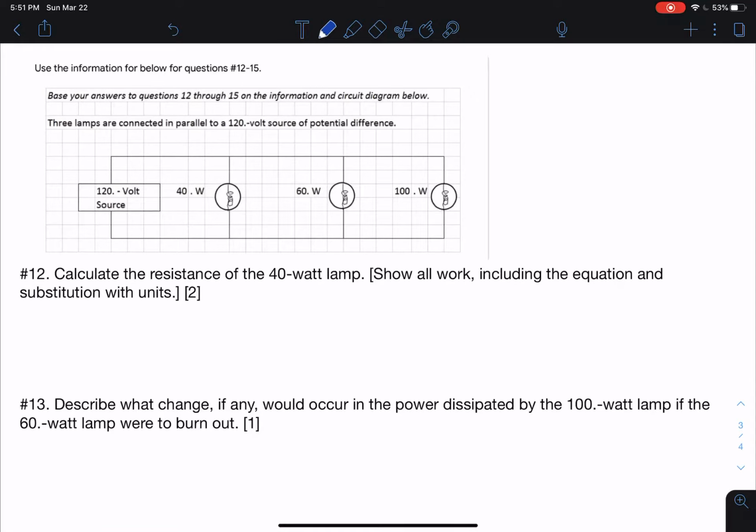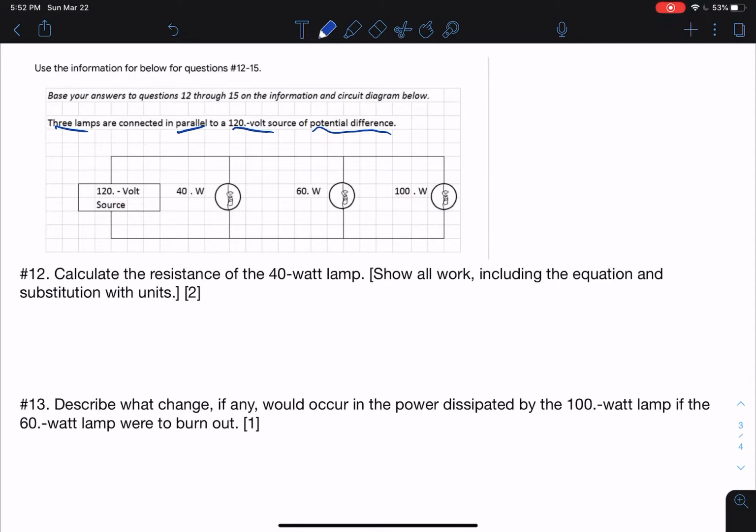Number 12 says, calculate the resistance of the 40-watt lamp. Show all work, including the equation and substitution with units. Okay, so we have this diagram here. It says that there are 3 lamps connected in parallel to a 120 volt source of potential difference. Again, potential difference is a fancy word for voltage. It's like a battery is the potential difference.